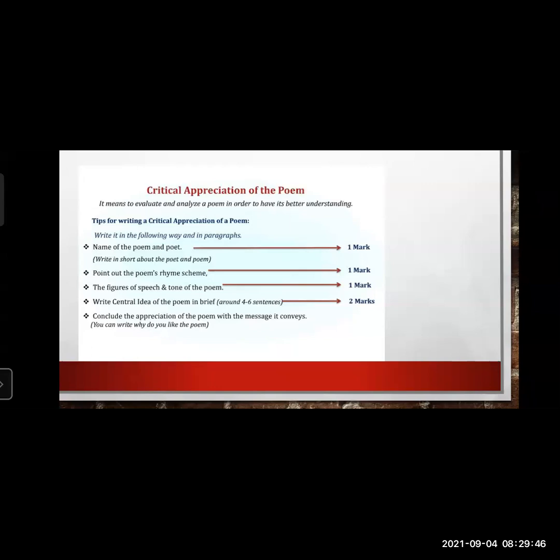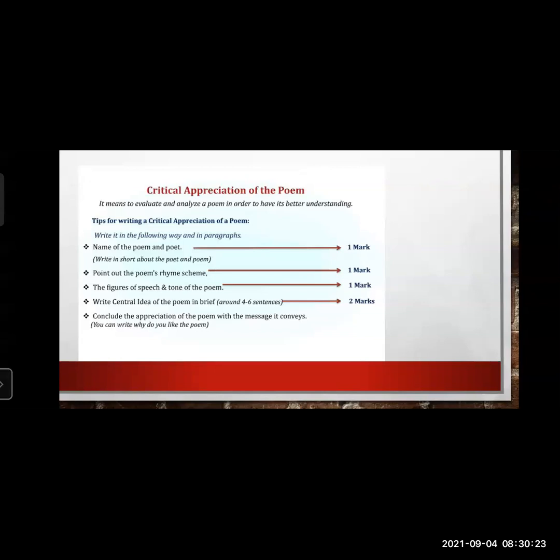You can write why you like the poem, but you will not get marks for that point. But you can write why you like this poem and all those things. Then this is the analysis of the poem. Students, everyone has to write this appreciation in paragraph format only, because some students are following all the questions but writing them point-wise. But you are learning higher level language, and that's why you have to write this in paragraph format.